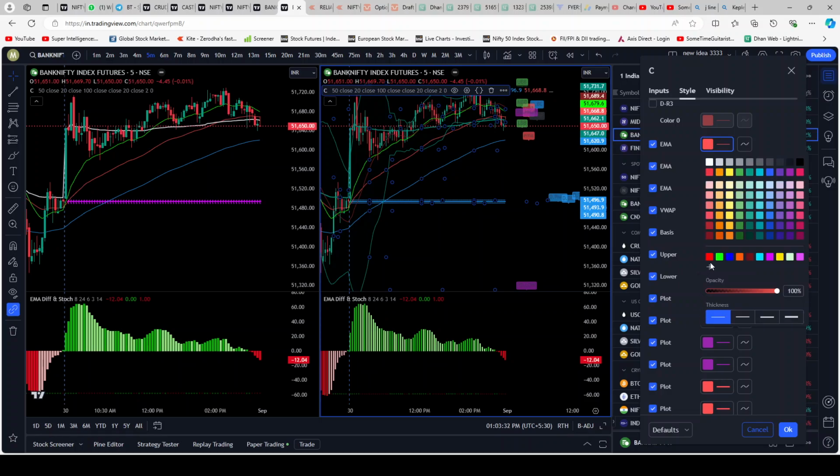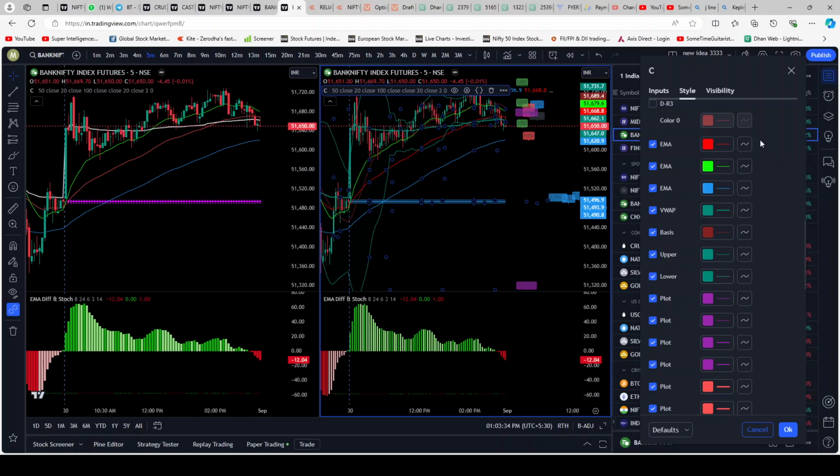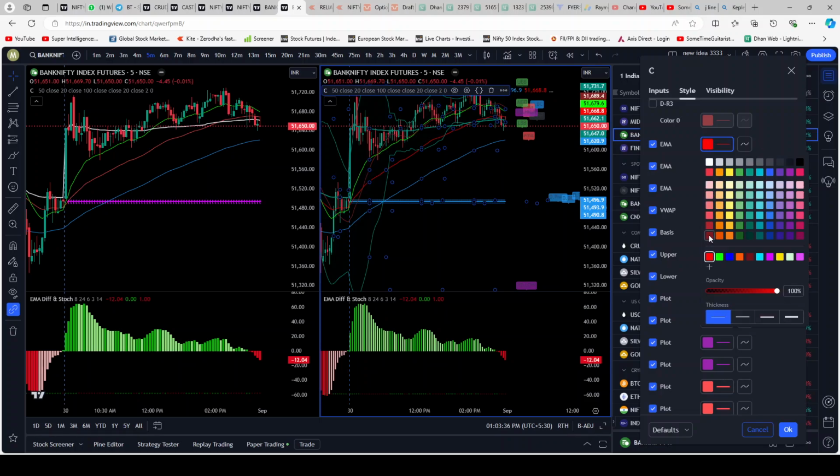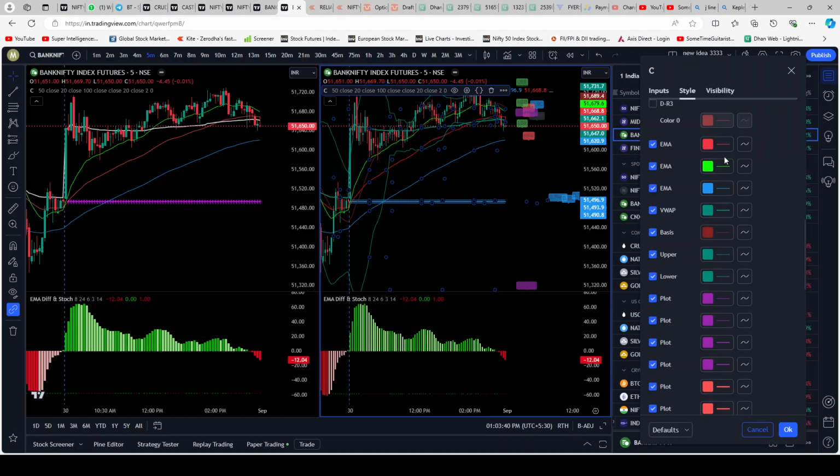You can probably choose a darker red if you want. All right, or let it be on its default red. I don't know what the default red is now. I think it's this one. For the time being, let's continue using it like this.